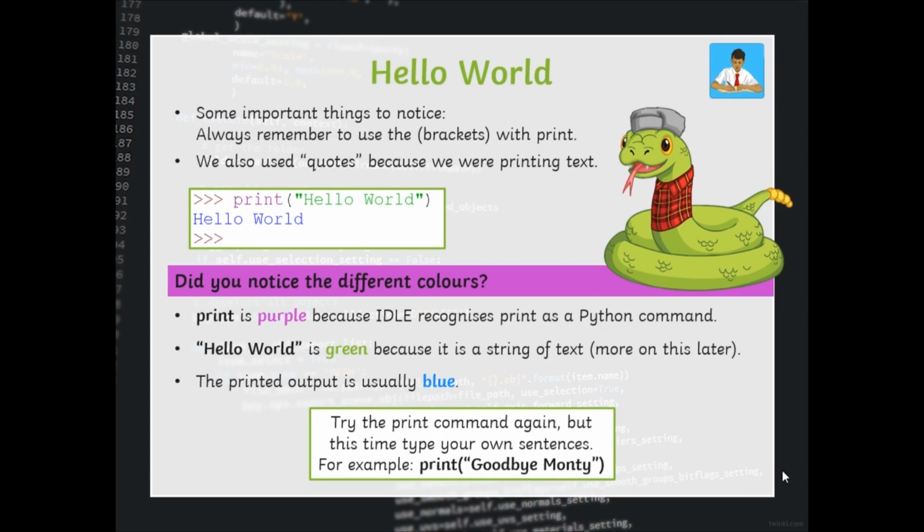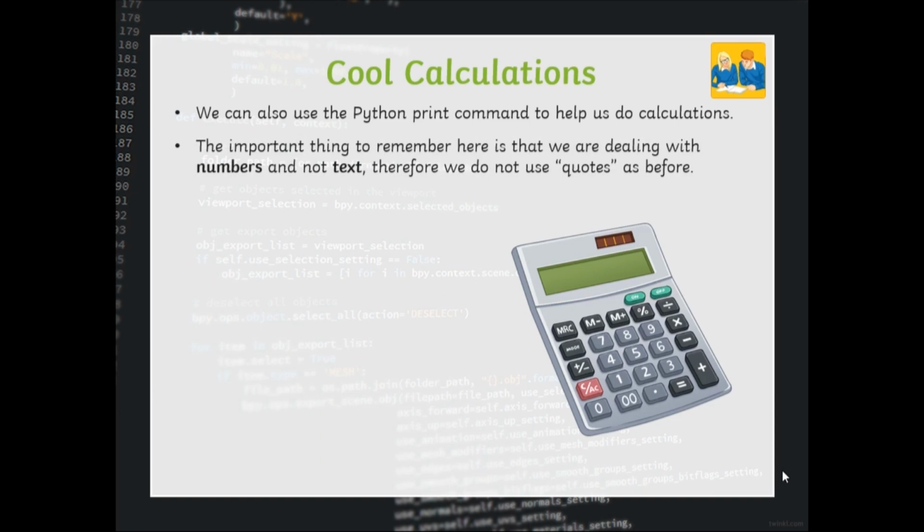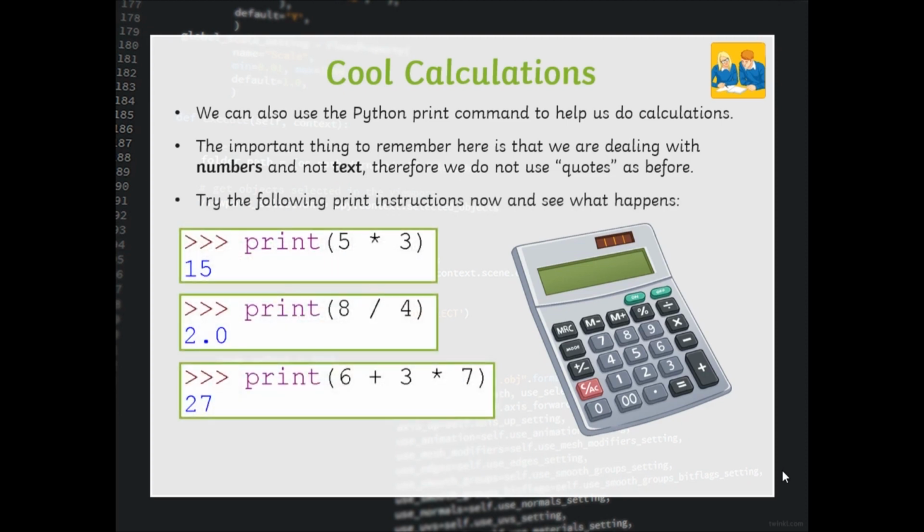Okay, now let's talk about cool calculations in Python programming. But wait, the important thing to remember here is that we are dealing with numbers, not text. So, we do not use quotes for adding numbers. No, we can't do that. Let's try the following. In the interactive mode of Python IDLE, if we type print 5 times 3, it is going to multiply, and you will get 15.